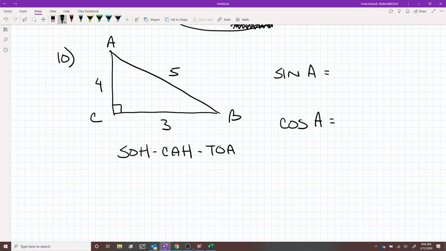Sine's opposite over hypotenuse. Here's angle A. The opposite side is 3. Hypotenuse is 5. Cosine of A. Cosine is adjacent over hypotenuse. Adjacent to A is the 4. Hypotenuse is still 5. Those are your two ratios.